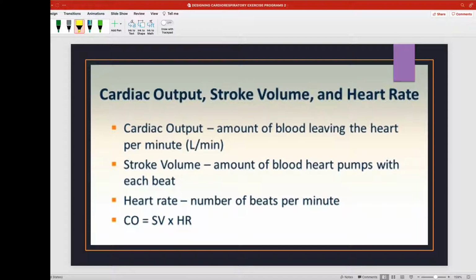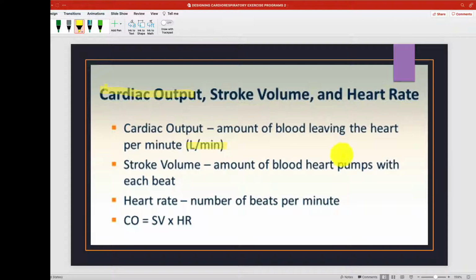If we were talking about the heart in the cardiovascular system, we know that there would be some major improvements that come with fitness, and cardiac output is one of them. It's simply the amount of blood that is leaving the heart per minute. So we're going to have an increase in the amount of blood leaving the heart per minute. We can do it in liters per minute or milliliters per minute, and this is going to happen on a beat to beat occasion.